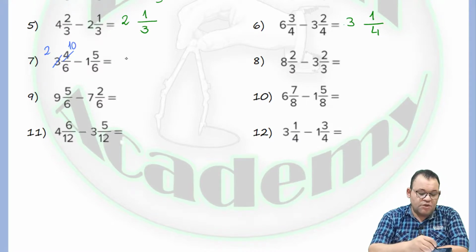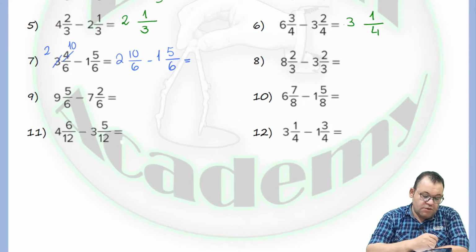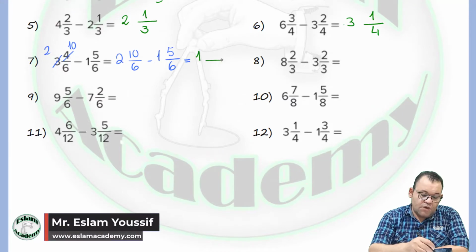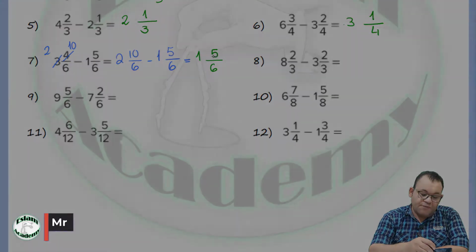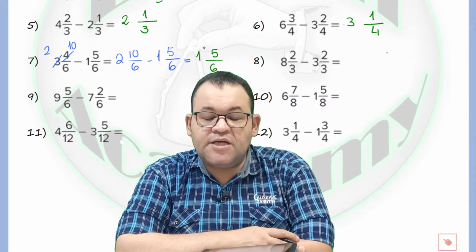Now rewrite the new question. So we have 2 and 10 over 6, minus 1 and 5 over 6. Now we just subtract. 2 minus 1 equals 1. Write the denominator, which is 6. 10 minus 5 equals 5. That's how we can subtract any two mixed numbers.